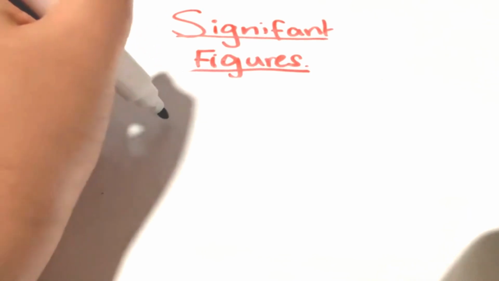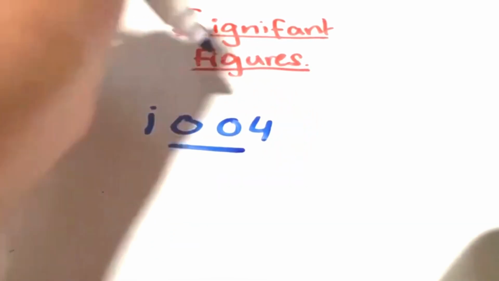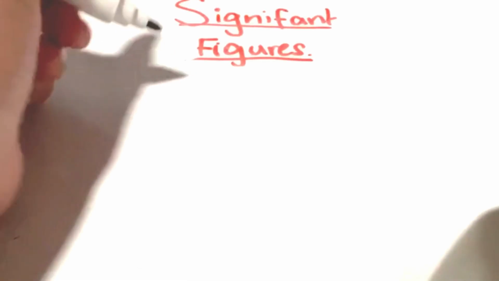Now, an important rule is that any number between significant figures is going to be significant. So if we have 1, 0, 0, 4, these two zeros are going to be significant because they are between significant figures. So let's look at this example.